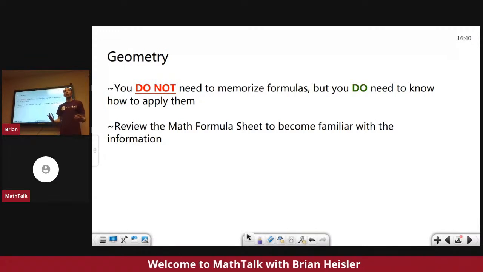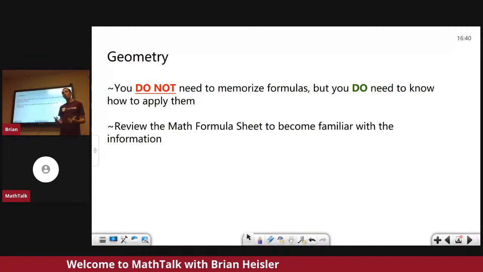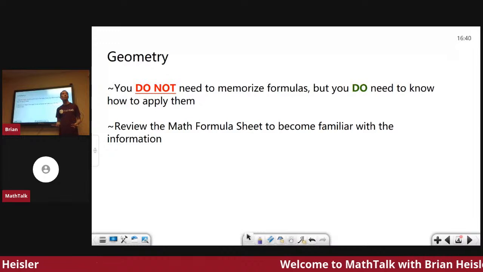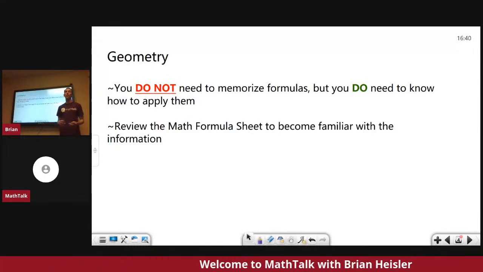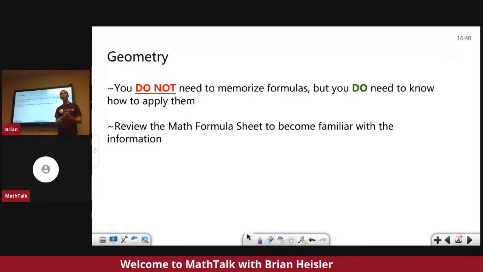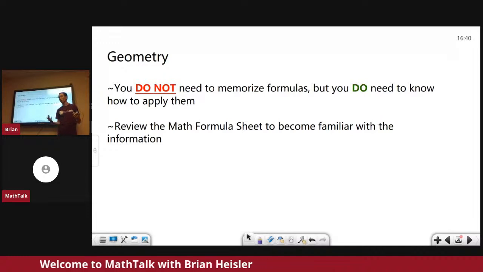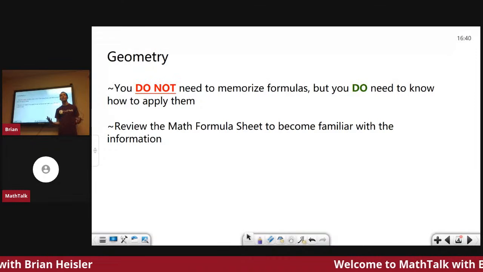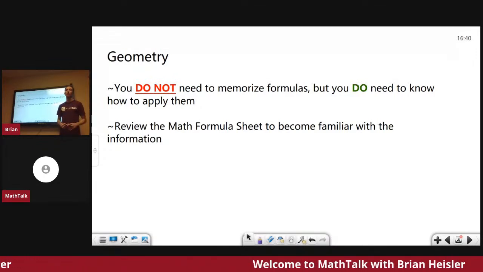But the good thing about that formula sheet is, one, obviously it's super useful. There's all the formulas you need on it. But the even better thing is you don't have to memorize formulas. They're all there for you. So whether it's formulas about area, perimeter, volume, surface area, slope, all kinds of different formulas, they're right there for you.